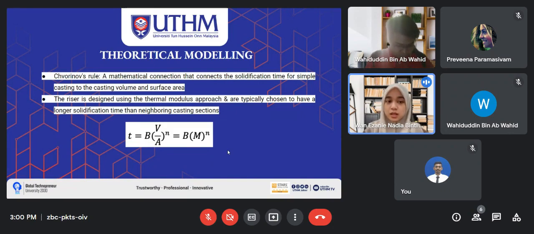The riser is designed using the thermomodulus approach as previously stated. Risers are typically chosen to have a longer solidification time than neighboring casting sections to ensure adequate feeding. So, as demonstrated in the equation, Chvorinov's rule offers a link between solidification time and modulus. Next slide.